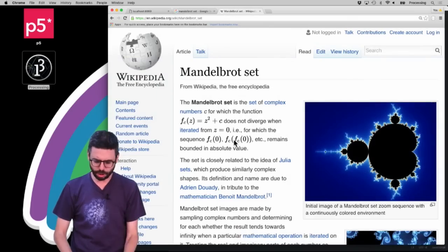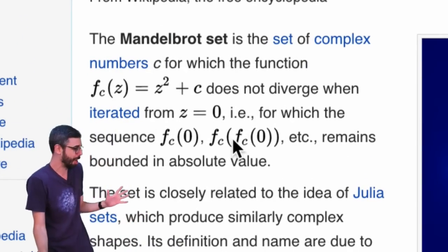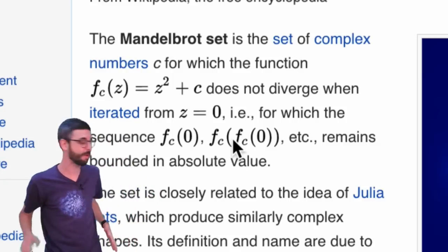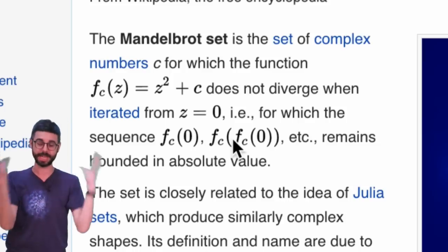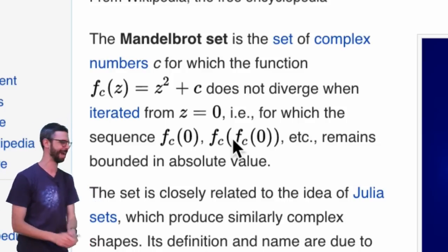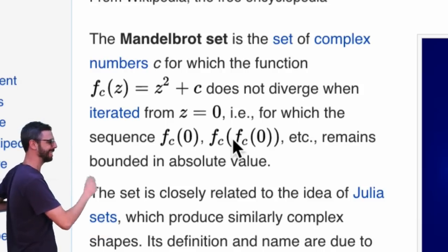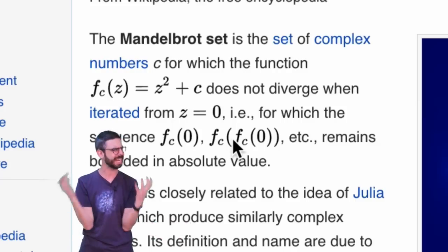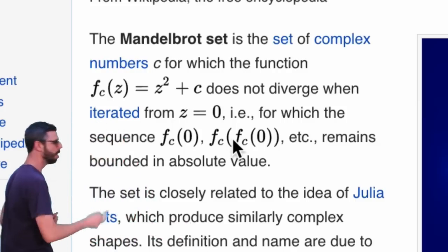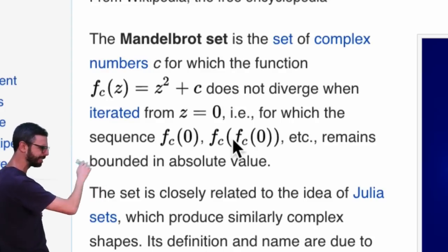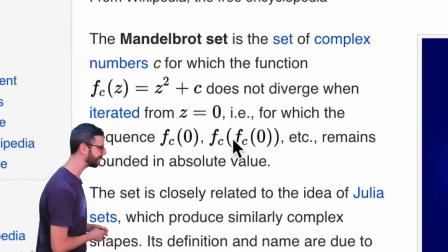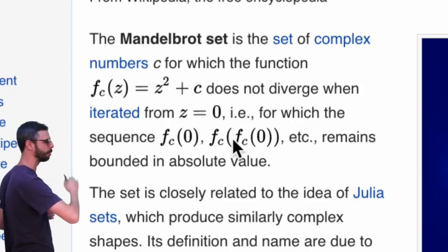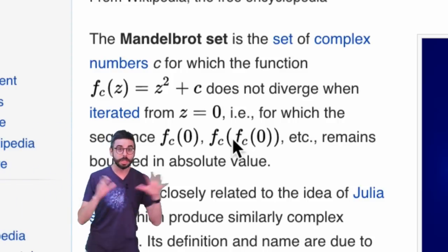So let's look at least and read this definition, which is going to cause a slight pain in my side to read, but I'm going to do it anyway and try to unpack and understand it as best we can in the context of a short YouTube coding challenge video. Okay, the Mandelbrot set is the set of complex numbers C. What does it mean for something to be a complex number, and then to have a set of complex numbers? That's a question we need to answer. Which the function f of z equals z squared plus c, what does that function mean exactly? Does not diverge. What does it mean for something to not diverge? When iterated from z equals 0. Okay, so there's a lot of stuff in there.